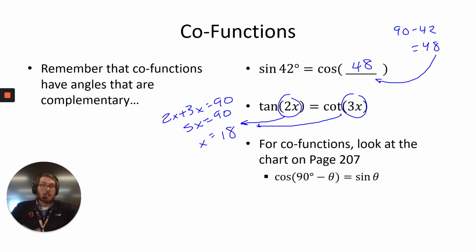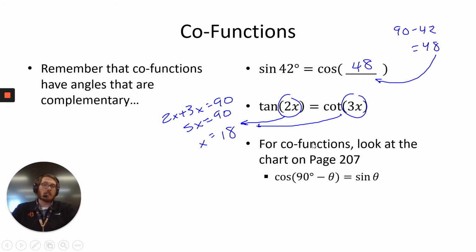Finally, there are going to be some questions about cofunctions. Remember, sine and cosine are cofunctions, and their angles add up to 90 degrees, or they're complementary. So the easier question would be just fill in the blank. Sine of 42 is the same as cosine of 48 degrees.